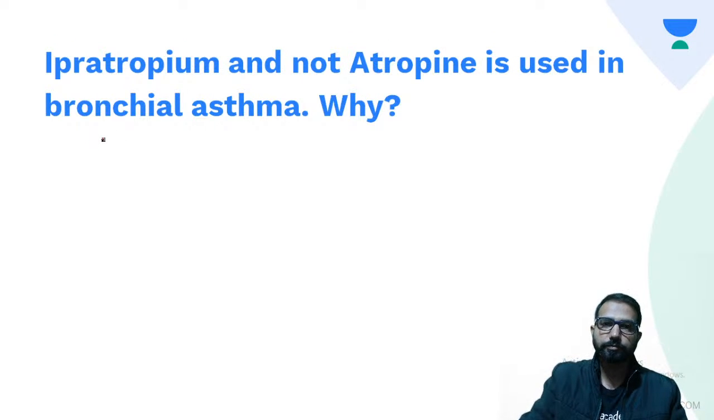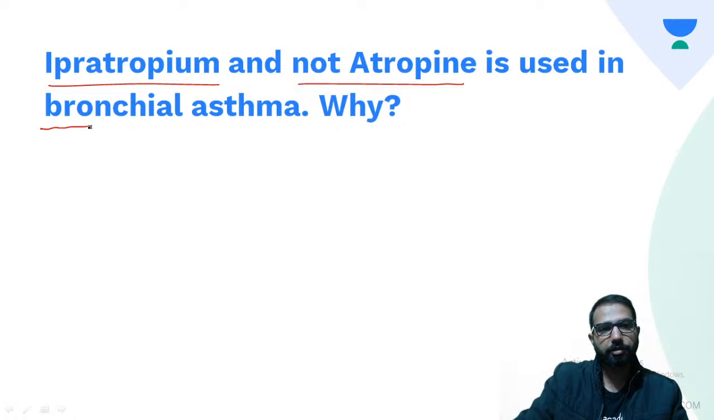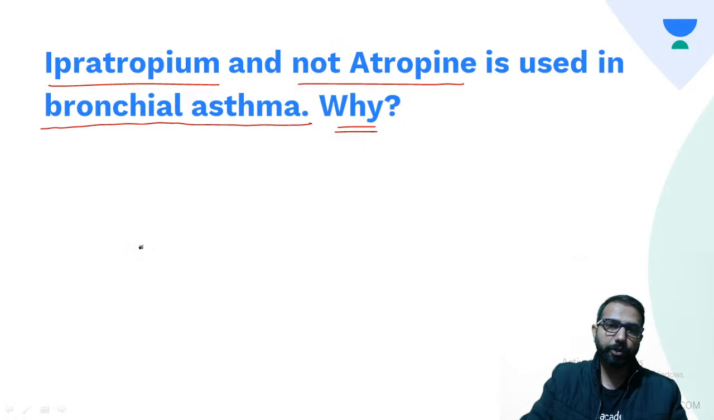Next is why ipratropium bromide, not atropine, is used in bronchial asthma. Why? We use ipratropium, but we don't use atropine in bronchial asthma. What is the reason? See, both are anticholinergics.